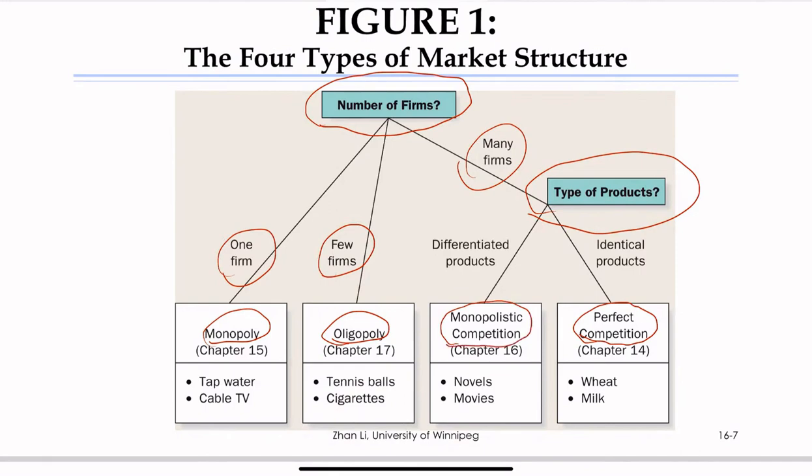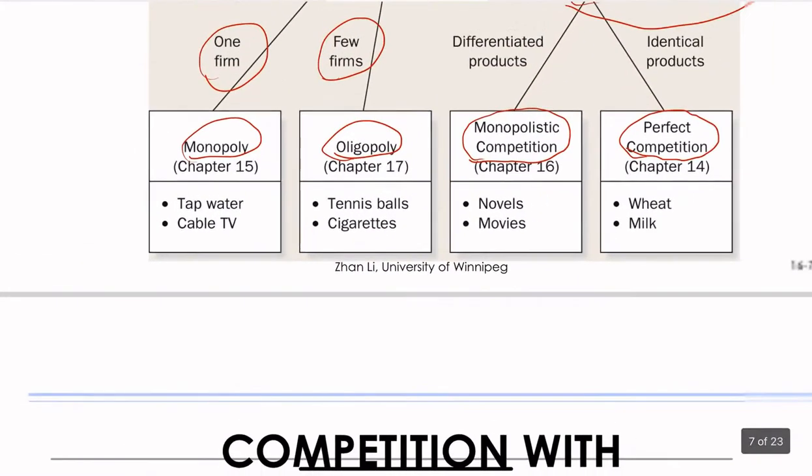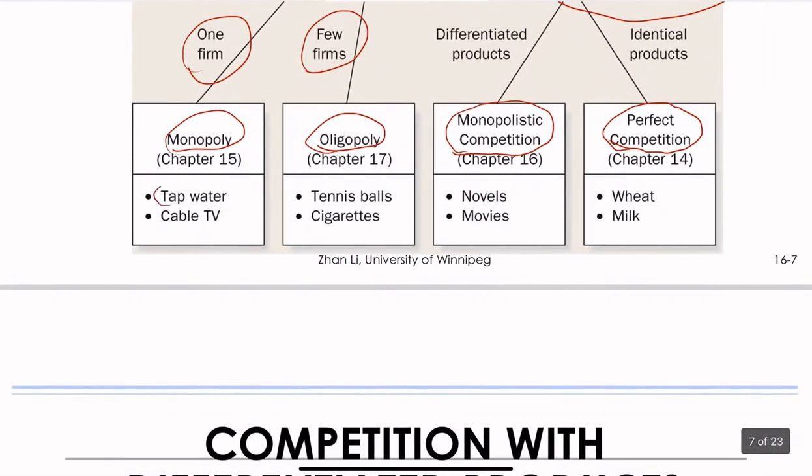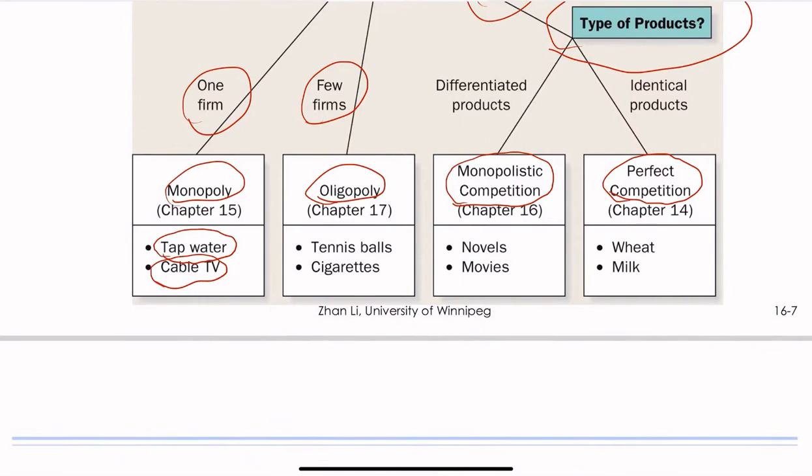And you can see that we also can think about some examples, right? For monopoly, tap water, right? So I think this is the case in Winnipeg, right? The government supplies tap water, right? So it's a centralized single utility firm. And cable TV, maybe in some rural country, right? There's only one cable TV provider. Then in this case, it's a monopolistic market.